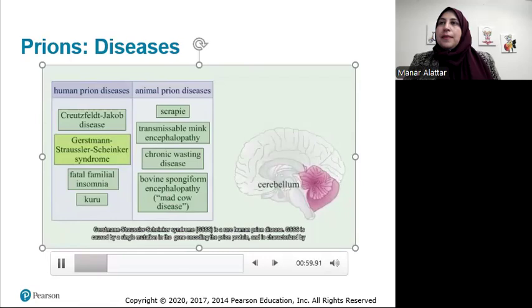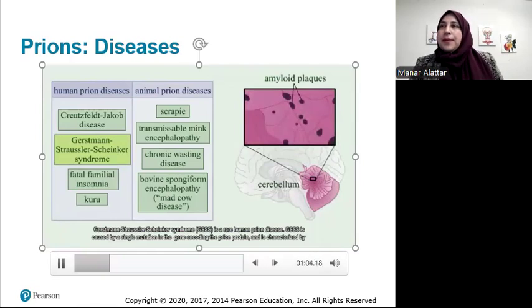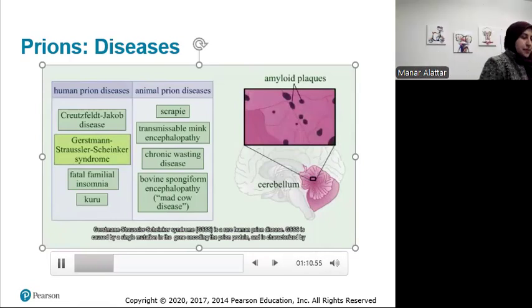Gerstmann-Sträussler-Scheinker syndrome, GSSS, is a rare human prion disease. GSSS is caused by a single mutation in the gene encoding the prion protein and is characterized by amyloid plaques in the brain in several areas, mostly in the cerebellum. The disease causes eye-body coordination difficulties, intellectual disturbances, and eventually dementia and death.